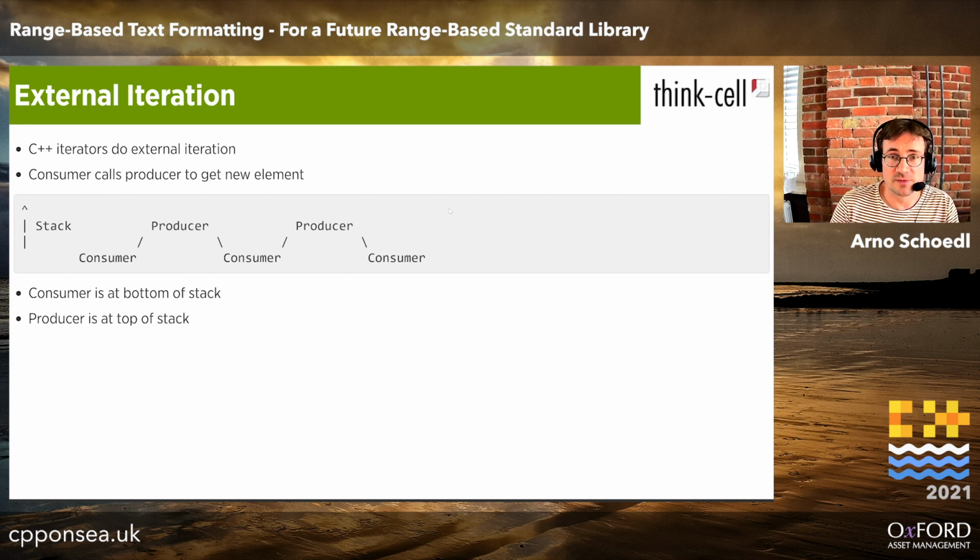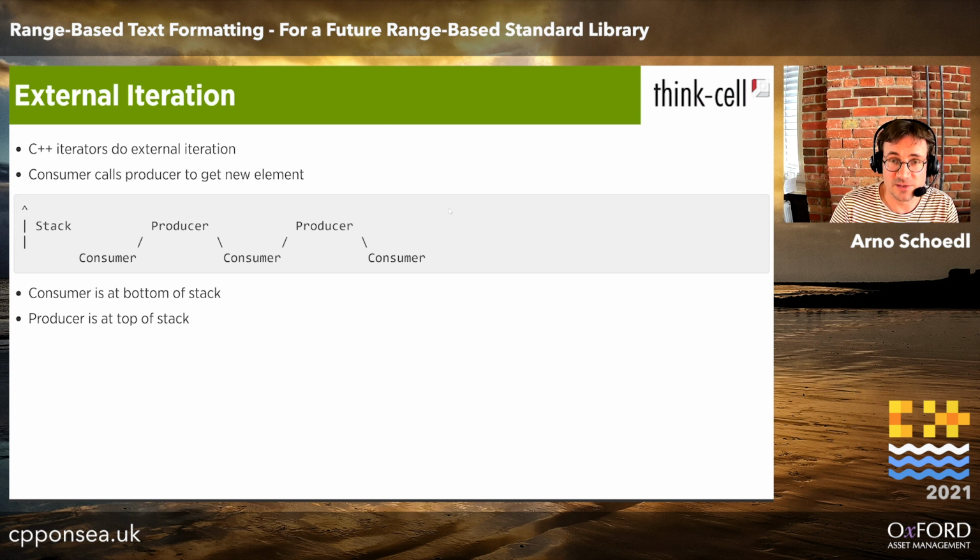The consumer that wants data calls the producer to get new data. So it will call star it, then you do ++ it, and then you star it. Every time you're calling, the consumer that takes the data calls into the producer. That means that the consumer of the data is at the bottom of the stack, and the producer is at the top of the stack.